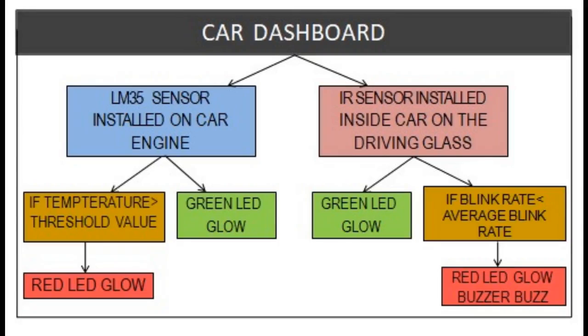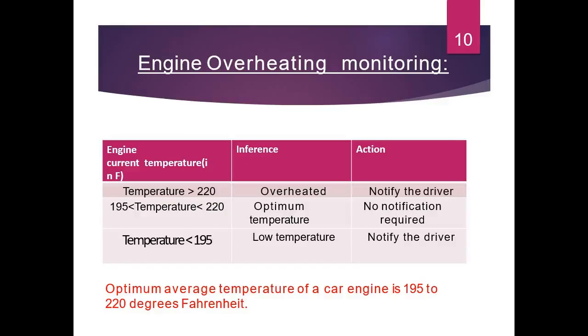The LM35 sensor installed on the car engine basically detects the temperature and gives the required output by glowing the green LED or the red LED according to the value it detects. Similarly, the IR sensor also detects the blink rate and gives the desired output. So this is the engine operating monitoring. If the temperature is 195 to 220 degrees Fahrenheit, then the driver is not notified. If it is beyond or less than the optimum range, then the driver is notified by the red LED placed on the car dashboard.